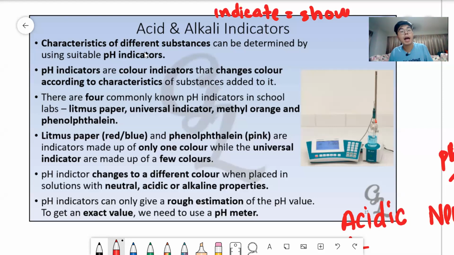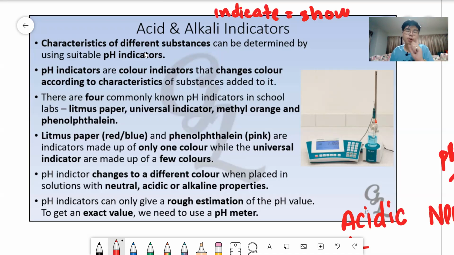Universal indicator is a liquid, alright. Litmus paper is a solid, it is a paper. Universal indicator is a liquid, you have to drop it with a dropper. Methyl orange is a liquid, alright.